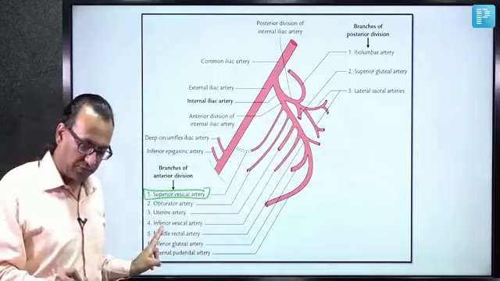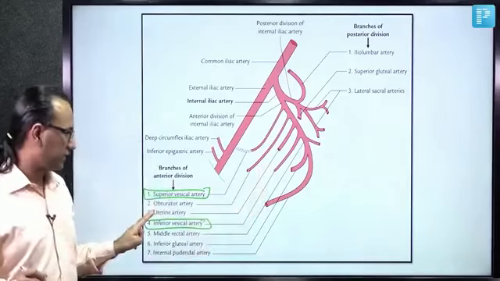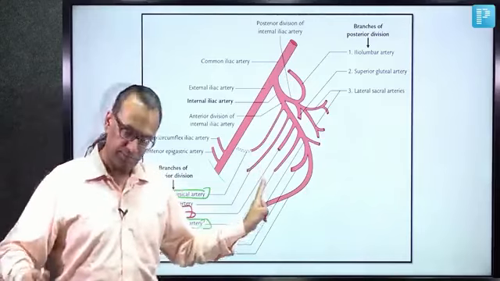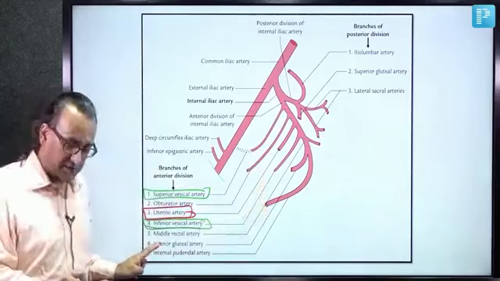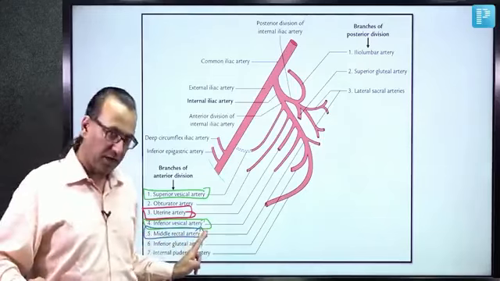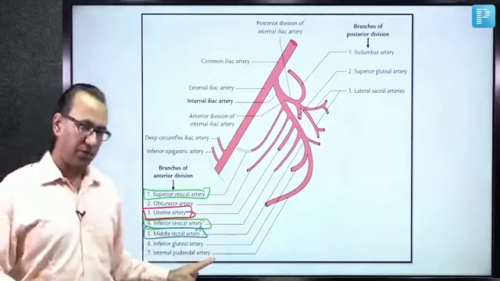Along with that, you have the inferior vesical artery as well to supply the urinary bladder. To supply the uterus, we have the uterine artery. And to supply the rectum, we have the rectal artery. Here it is called the middle rectal artery, though there is also an inferior rectal artery supplying the rectum, which itself will be a branch of the internal perineal artery.